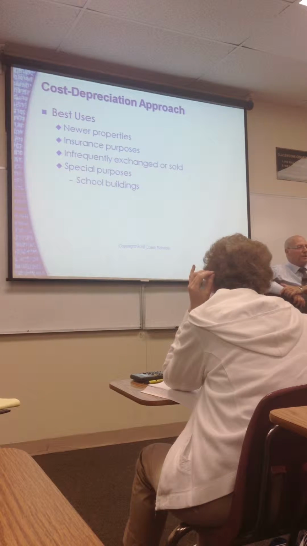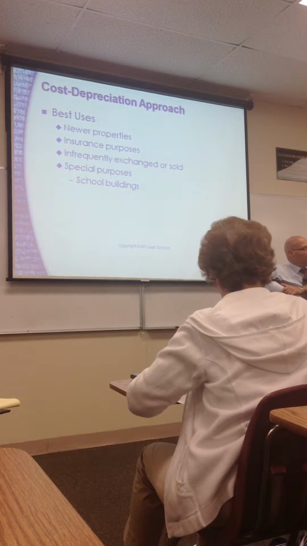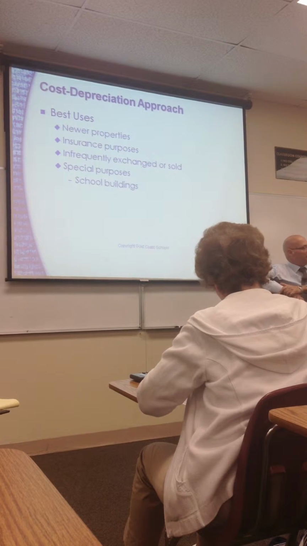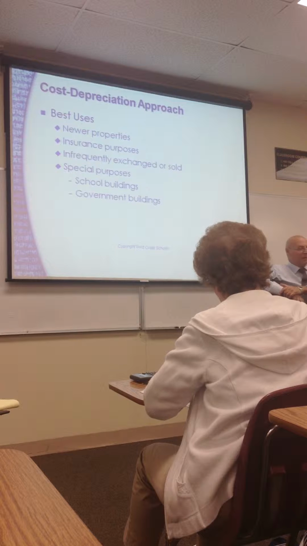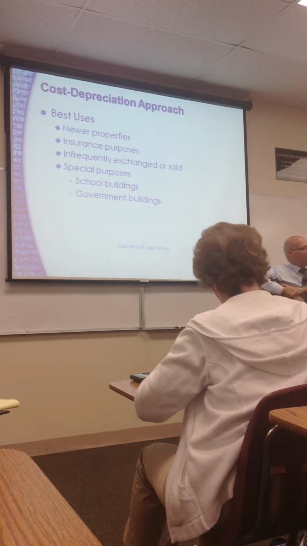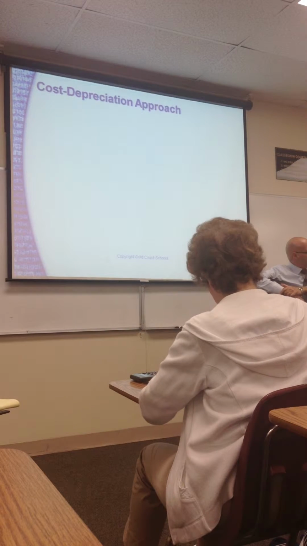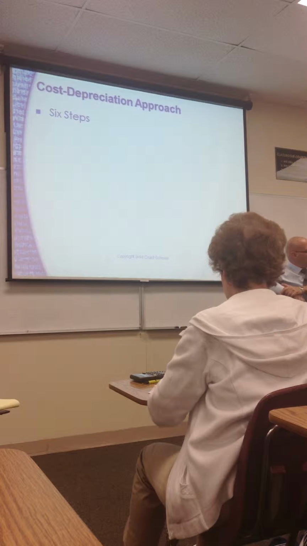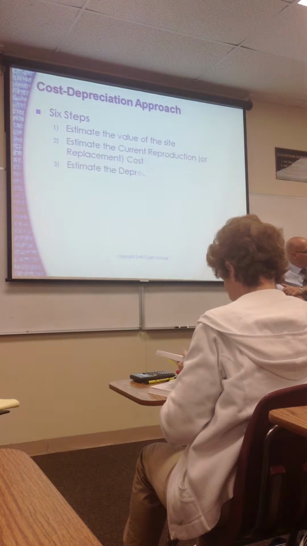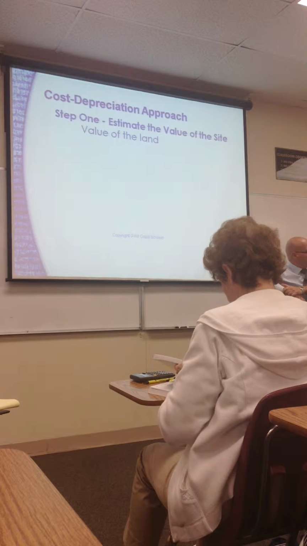Again, the school buildings: when they close down a school, they look for an investor. Government buildings sometimes get closed down in consolidation. Now again, there are 6 basic steps, of which we're going to go through one by one. So let's go through them.